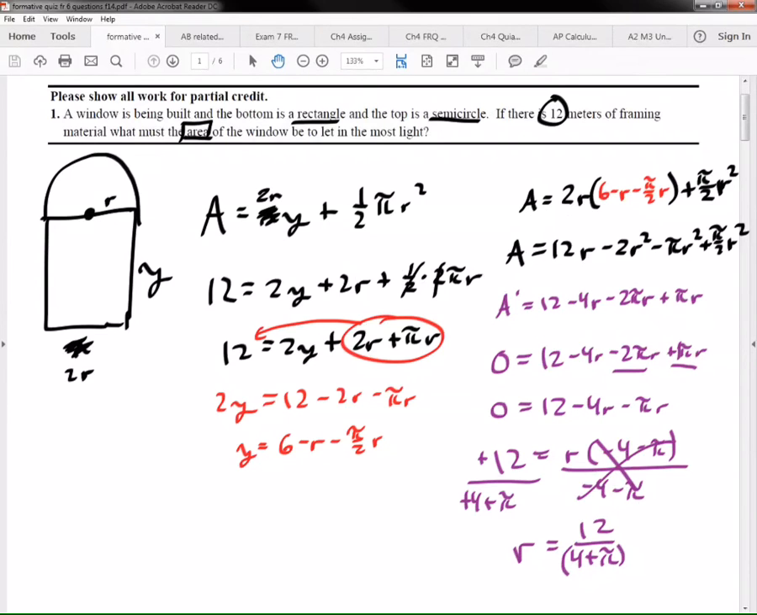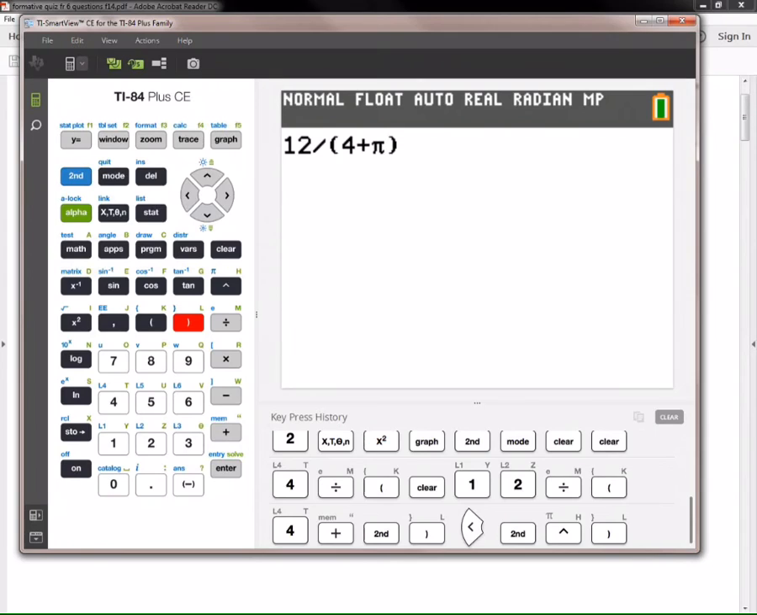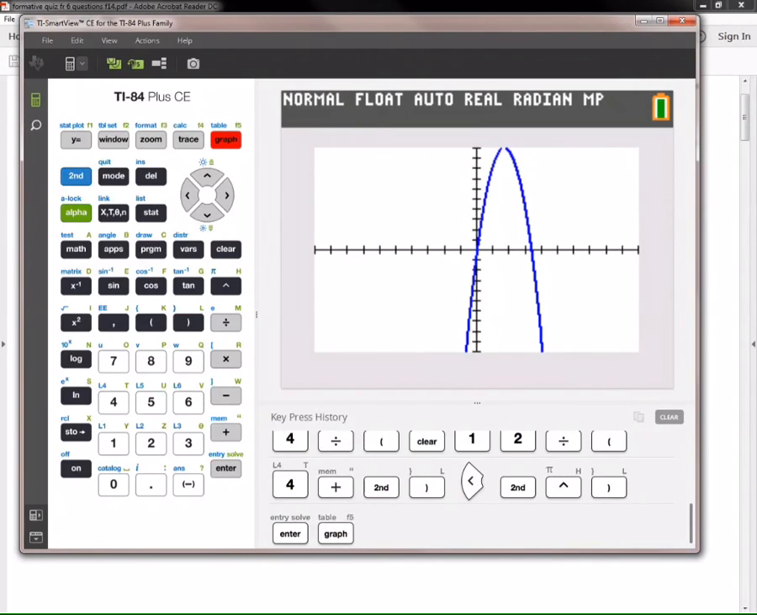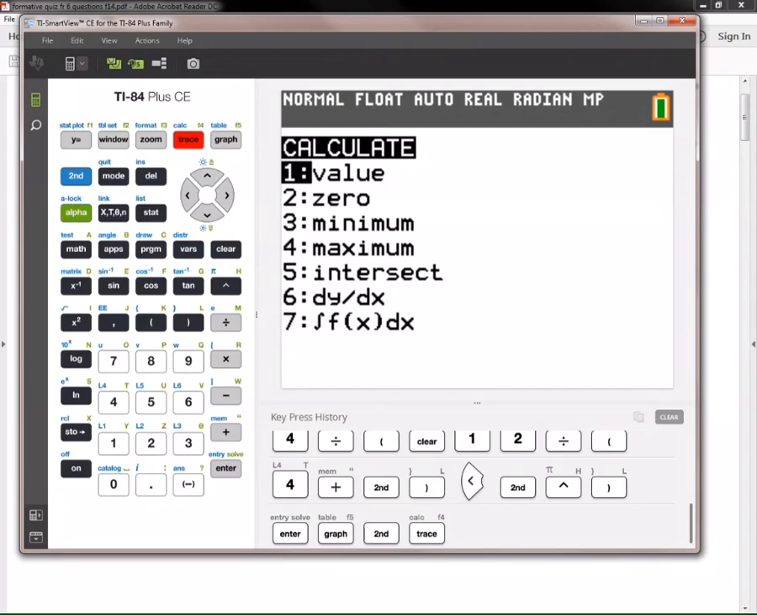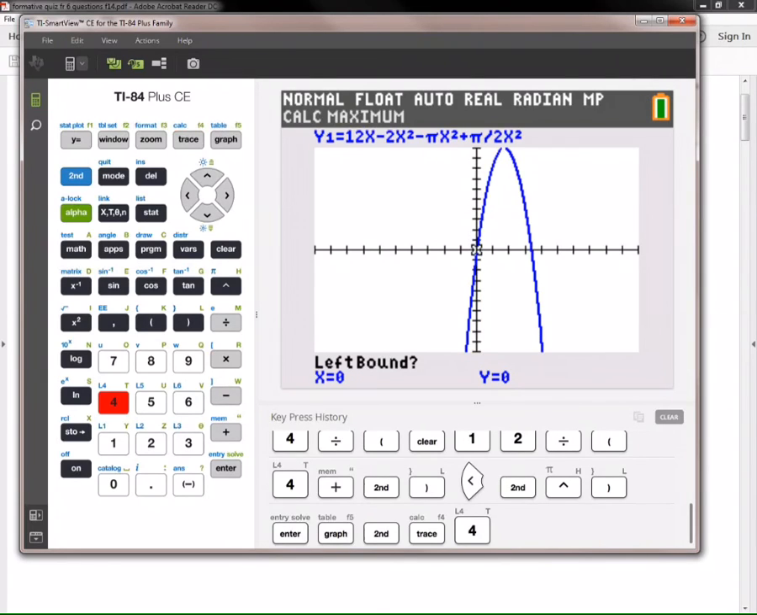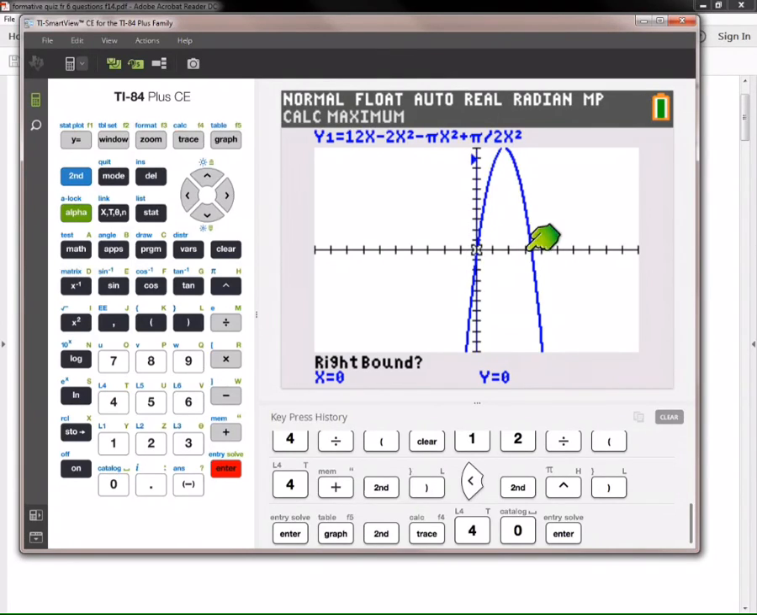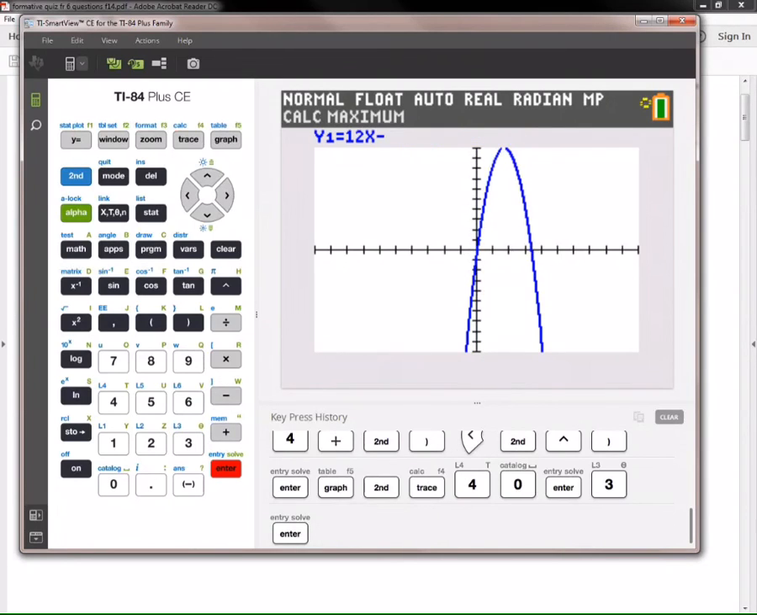So here, check this out. That's 12 divided by 4 plus pi. So when I plug this in my calculator, I get 1.68. Go back to the graph. You can say second, calc, max. Put a left bound, something to the left side of this max, which is 0, or any number to the left side of it, and then something to the right side. I know that my tick marks are counting by 1, so I can do 3 right here. So this is 3. Then guess. Hopefully I get 1.68. Oh, I did. Cool. There you have it.